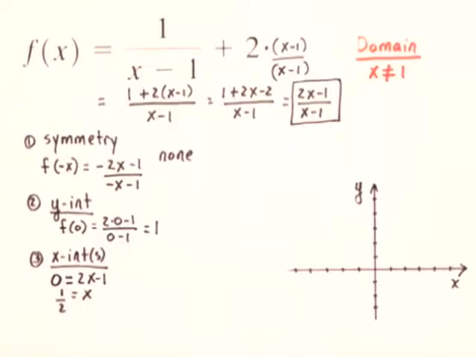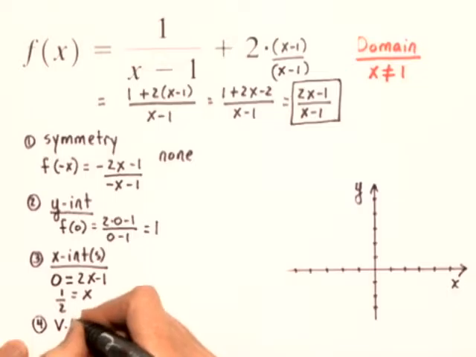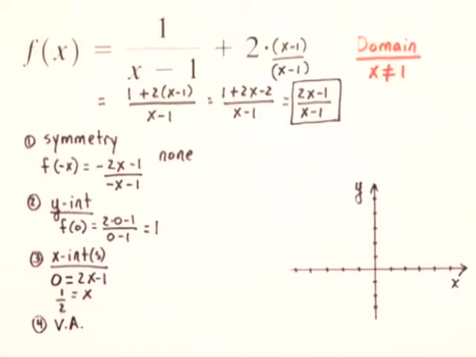Next, we want to look at asymptotes. Let's first, in step 4, look to see if we have any vertical asymptotes. We find vertical asymptotes by setting the denominator equal to 0. Well, if we set x minus 1 equal to 0, we get x equals 1. So that is our vertical asymptote.